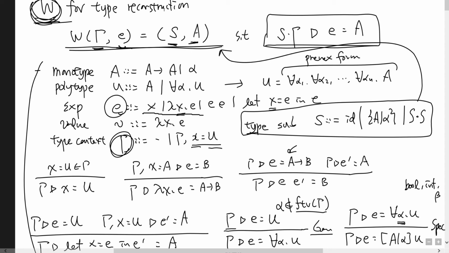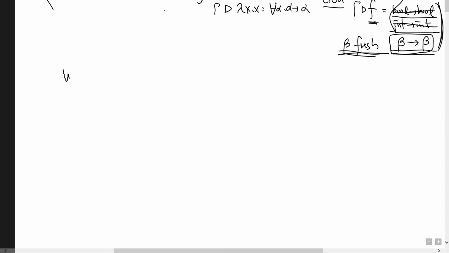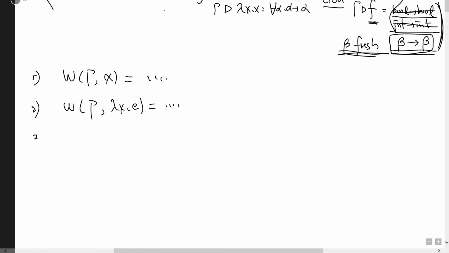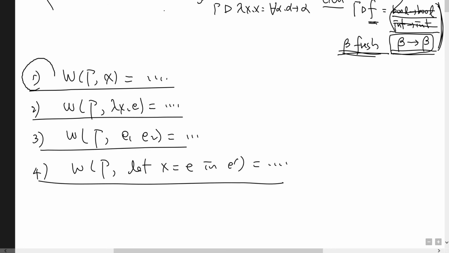Because there are 4 cases of expressions, we need 4 clauses. So we need 4 cases. The variable case is the first case, and the second case is the lambda abstraction. That's the second case, and the third case is where the expression is an application, and the last case is where the expression is a let binding. So let's go over each case. So let's start with the first, the variable case.